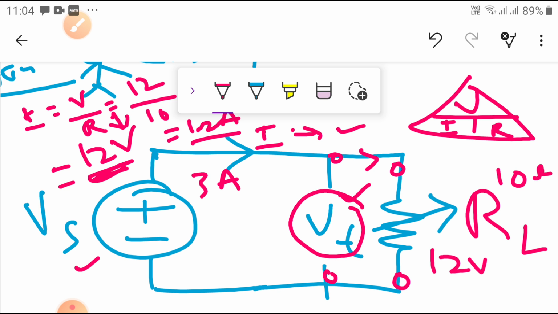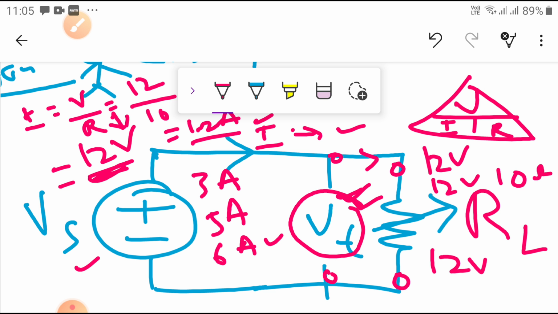If we increase the current further to 5 amperes and measure the voltage here, even then this voltage is 12 volts only. At 6 amperes, what is the voltage here? 12 volts only. That means from 1.2 amperes to 6 amperes, as the current increases independent of the load, the voltage remains constant at 12 volts, which is equal to the source voltage.